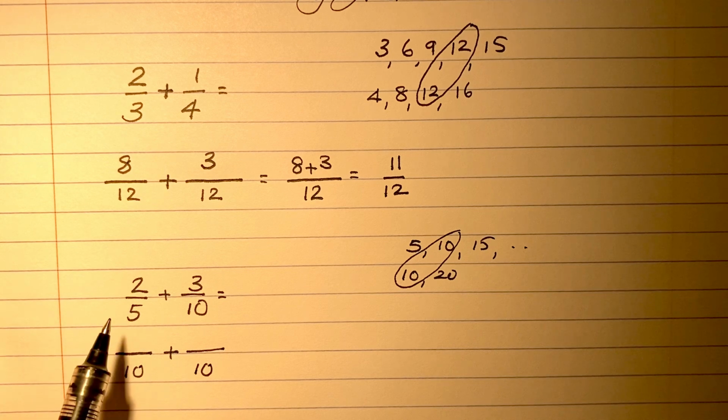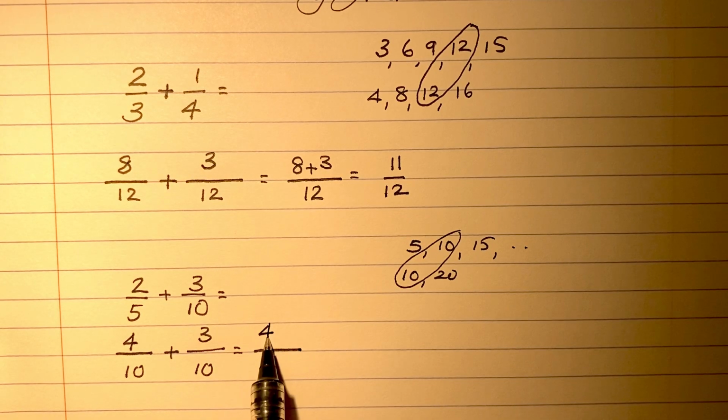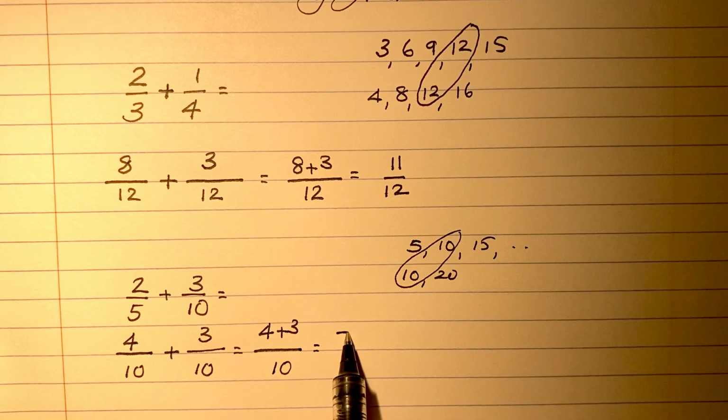Look at the first fraction. The bottom number or denominator has doubled, 5 has become 10, so you double the numerator. Here 10 remained as 10, so 3 remains as 3. So 4 tens and 3 tens make 7 tens, because 4 add 3 makes 7.